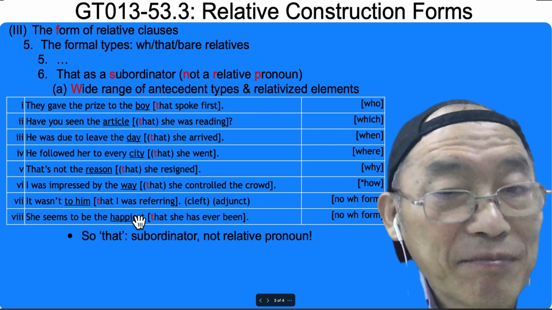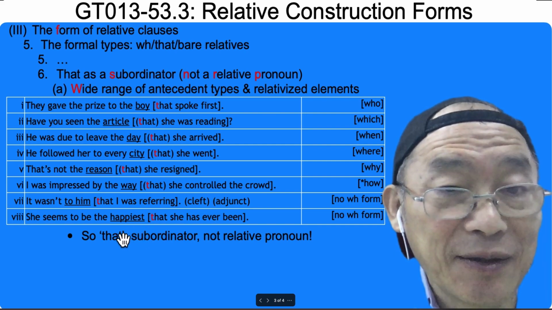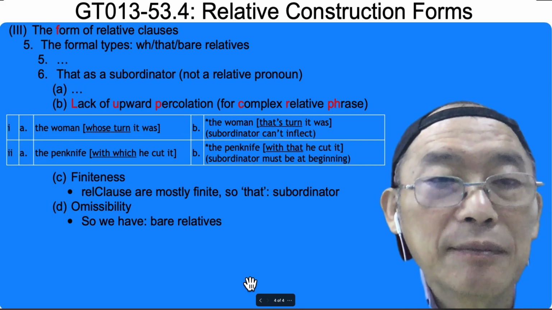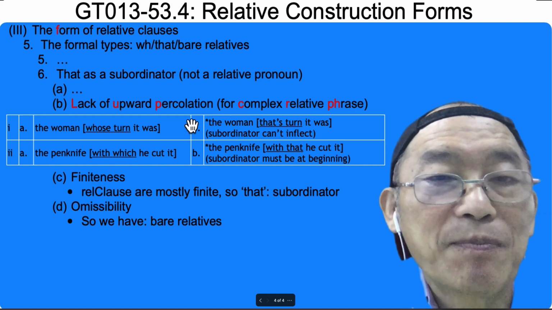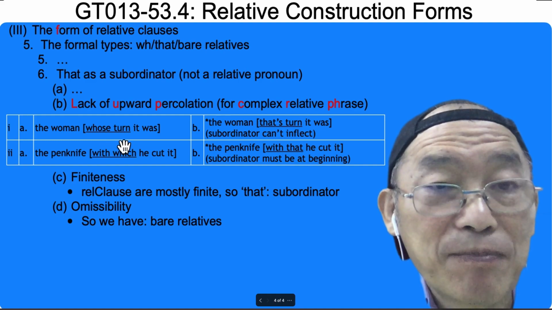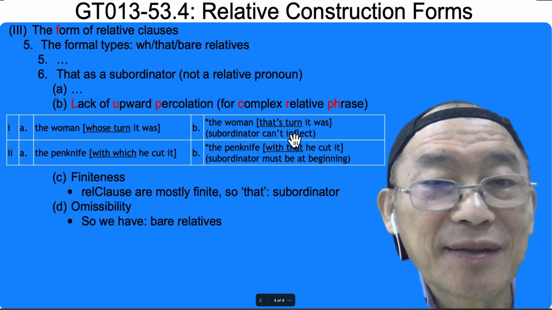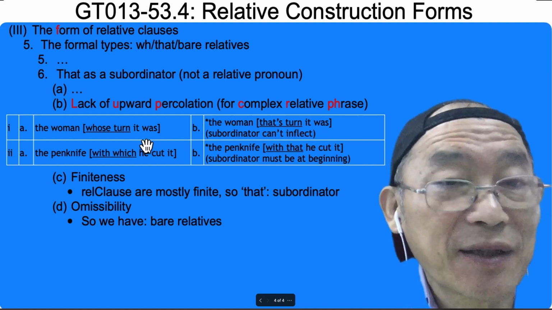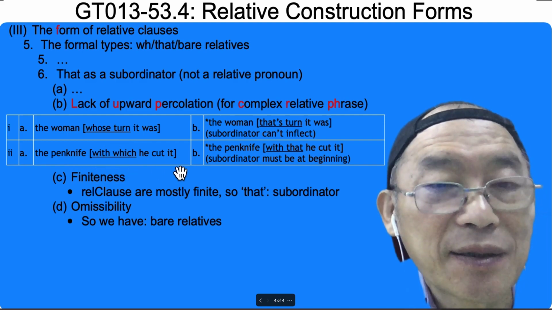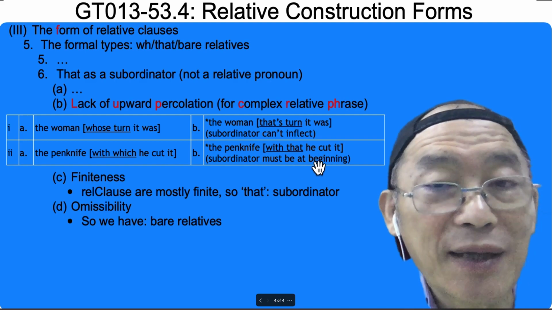Cleft: better use that. "She seems to be the happiest." Oh, superlative. You've got to use that. For lack of a pied-piped preposition, then you can use that. But for a pied-piped preposition, you've got to use WH. You cannot use that. "Penknife, with which it cuts." Again, with a pied-piped preposition you've got to use WH.